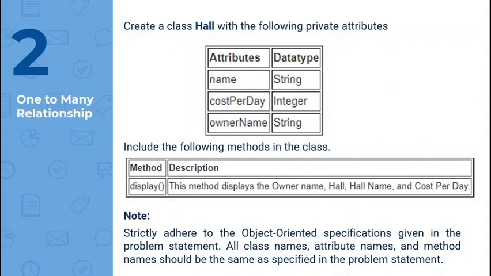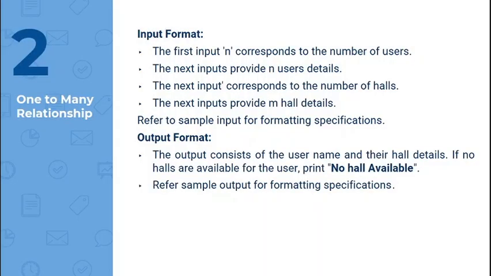Then you have to create another class called hall with name, cost per day and owner name. It also has another method called display, and this will display the owner name, hall name and cost per day. Strictly adhere to the object-oriented specifications given in the problem statement. All the class names, attribute names and method names should be the same.